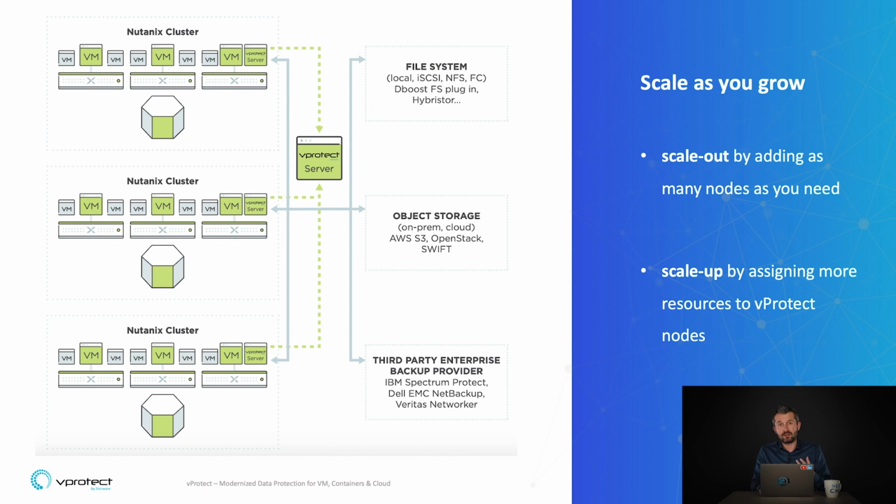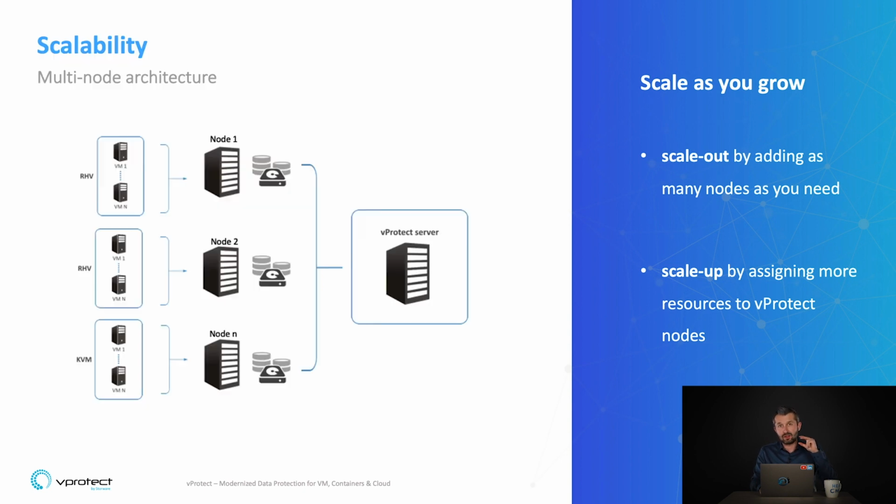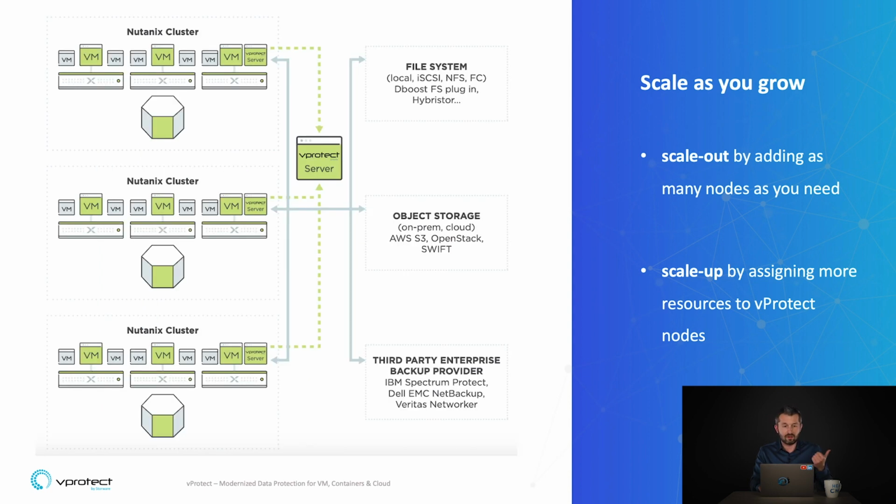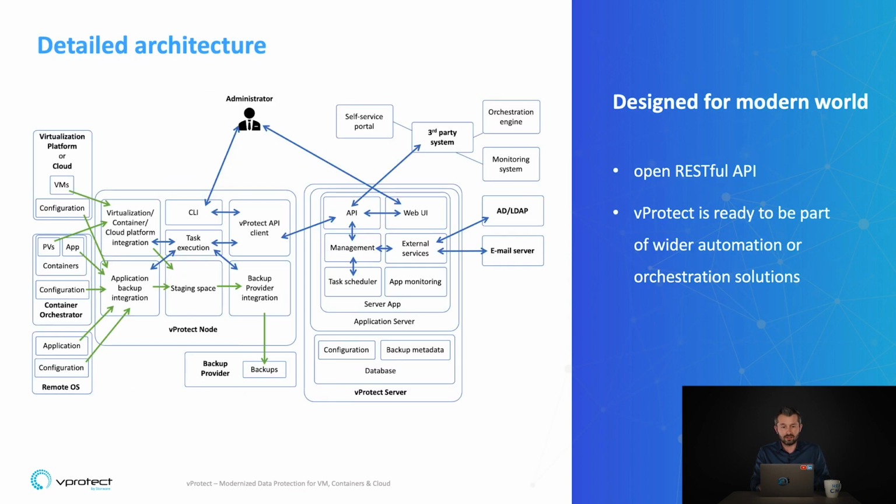Scale up means that we are adding additional resources to each node, and scale out, we are adding multiple nodes to have an option to protect more VMs or more workloads, depending on how big these VMs are. Going much deeper, you can see that these nodes are connecting to specific hypervisors. You can see the KVM, but it's of course coming back. It's all about the Nutanix here.